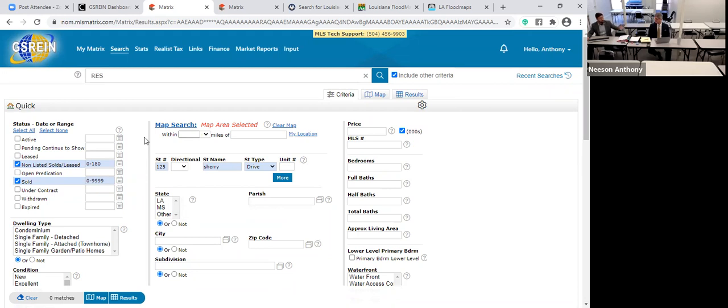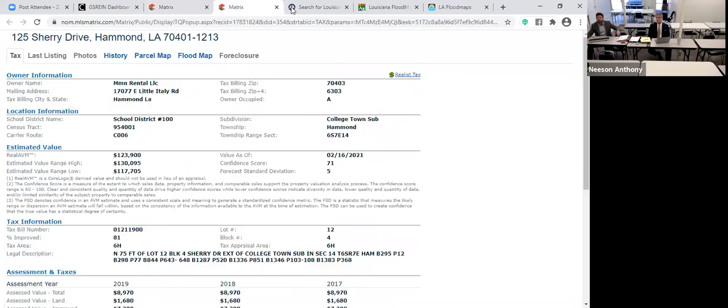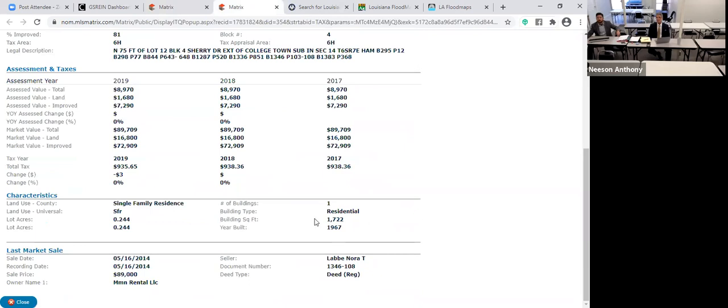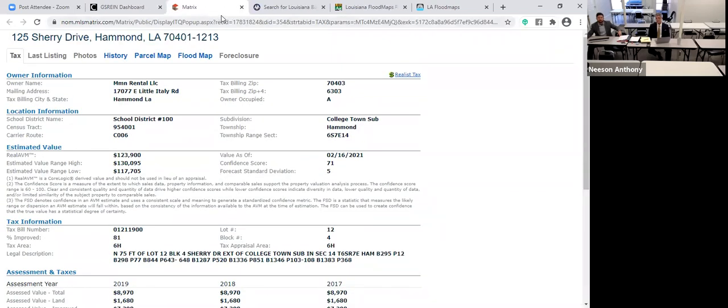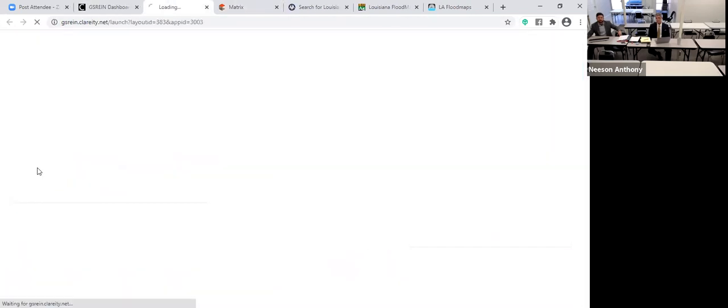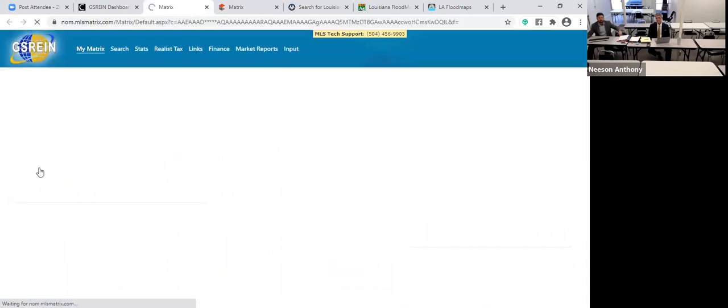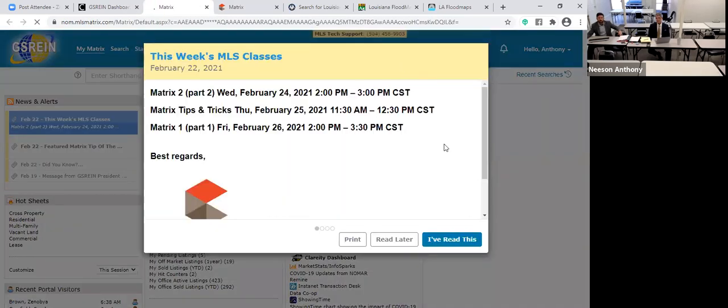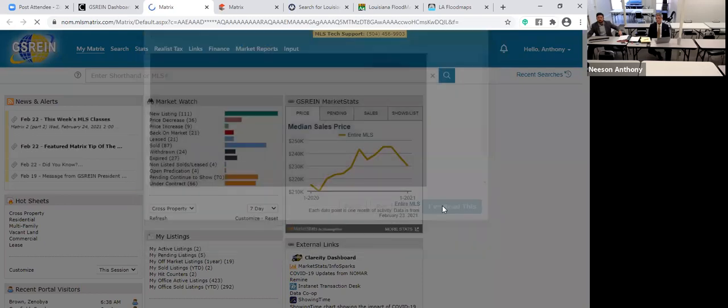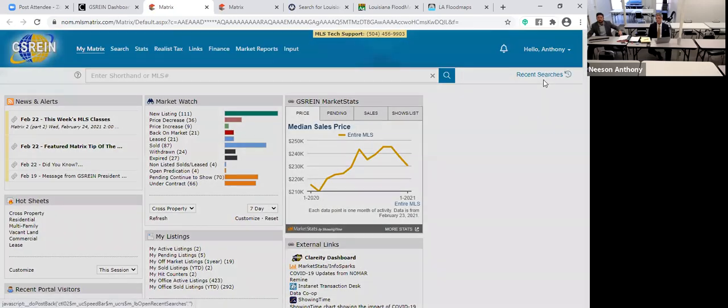You now know it was 17 something from the taxes. Right? From the taxes, building square footage, not living, total square footage, 1,700. But I now have a general idea when I do my criteria on a search. Let's go back to my recent searches.